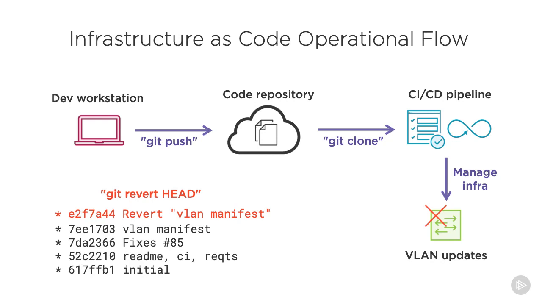In the next clip, let's explore git revert in the context of our Puppet VLAN management system.